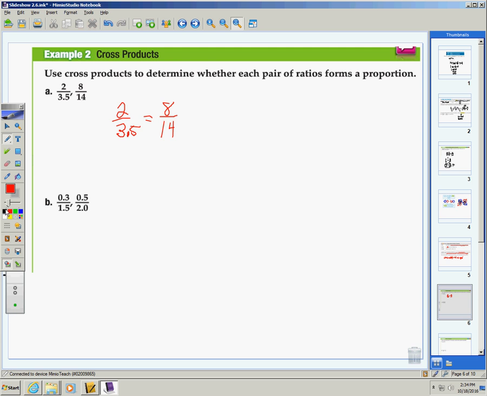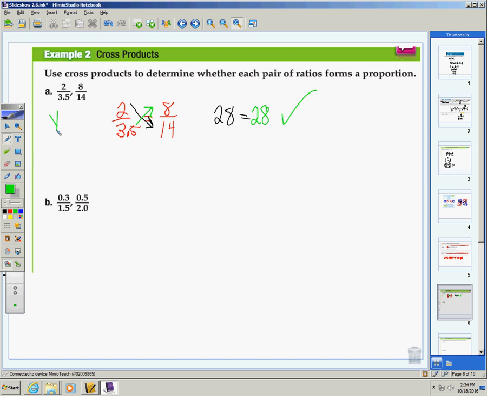Which means I could do 2 times 14. And when I do 2 times 14, I get 28. And then I should be able to multiply it the other way, 3.5 times 8. And there I get 28 as well. The product of the extremes equaled the product of the means because I cross multiplied and set equal. And that means this is a proportion. So in fact, this was a proportion.